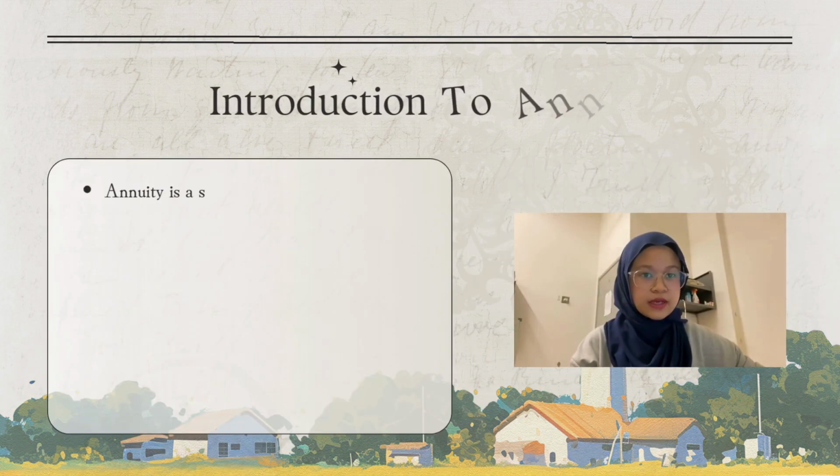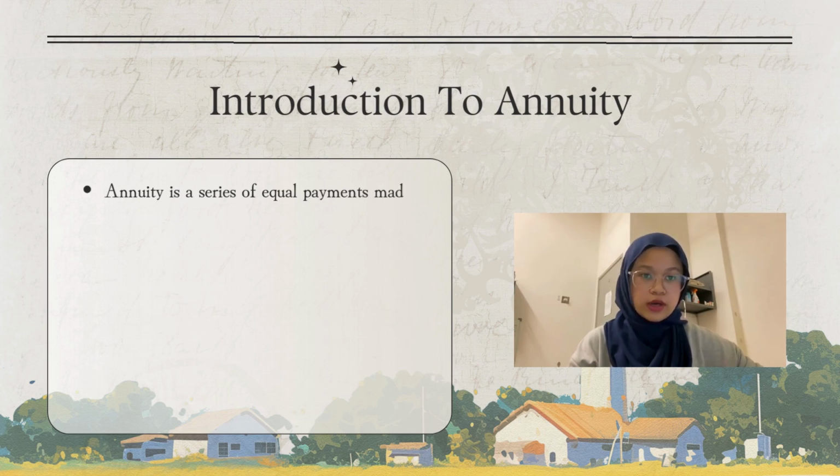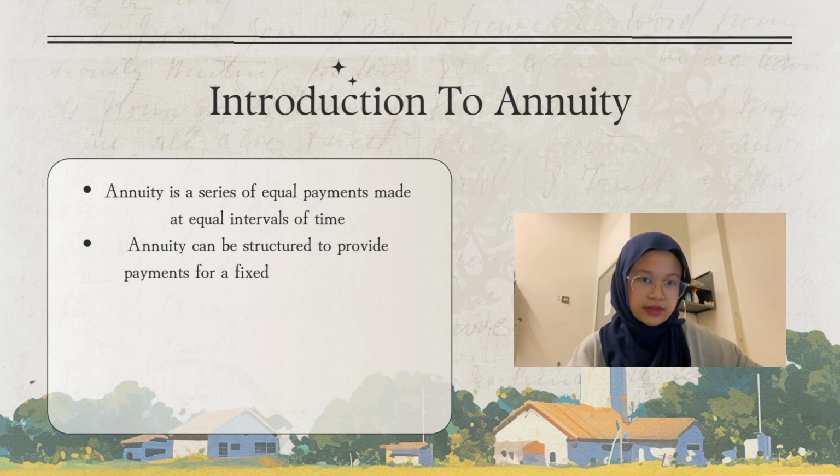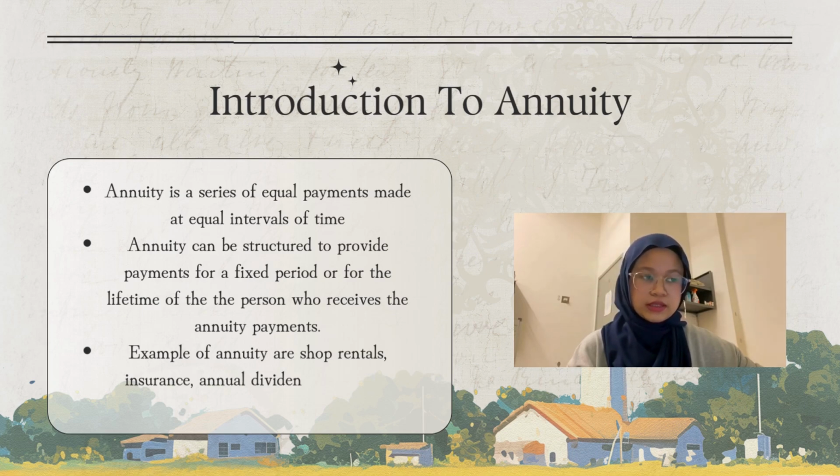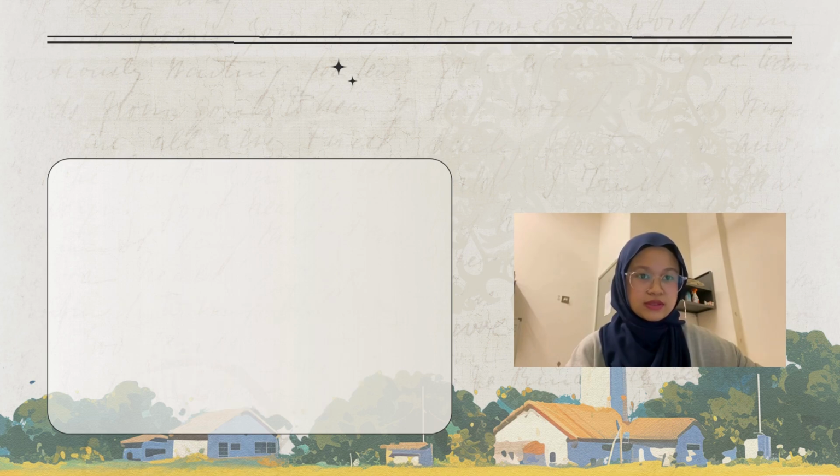Now, I'll be explaining about annuity. First, what is annuity? Annuity is a series of equal payments made at equal intervals of time. Annuity can be structured to provide payments for a fixed period or for the lifetime of the person who received the annuity payments. Examples of annuity are short rentals, insurance, annual dividends received, or installment payments.